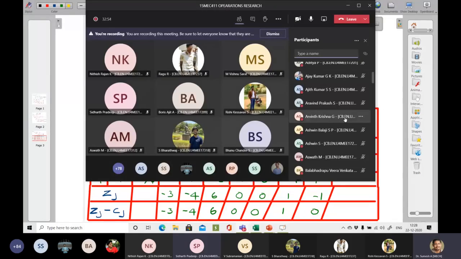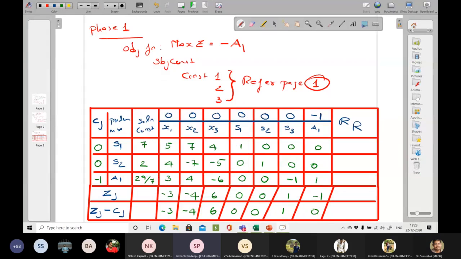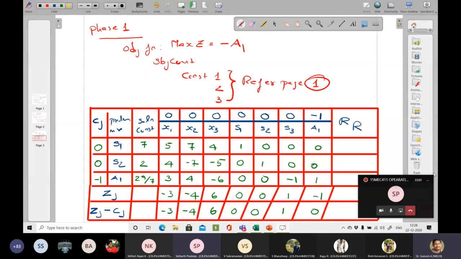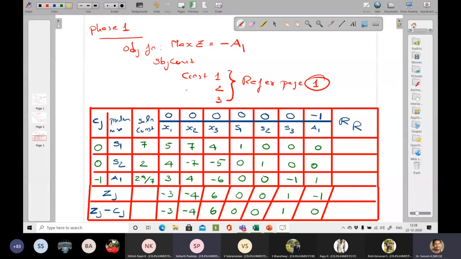Sir, minus 4, I think so. I think it is minus 4. You have to confirm it. It's minus 4 only because it is the lowest value. Okay, so the minus 4, and the corresponding column will be your key column. That is what we are following so far. Now find the replacement ratio.